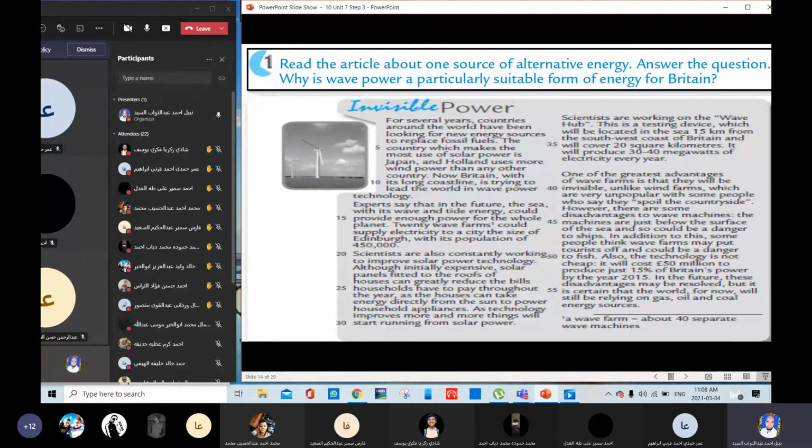How many paragraphs are there in the article? Count them. Count the paragraphs. How many paragraphs? Hussein, yes. How many paragraphs are there in the article? 5. Let's count. Paragraph 1, paragraph 2, paragraph 3, paragraph 4, paragraph 5. Excellent. Right. Thank you, Ahmed. So there are 5 paragraphs in the article.